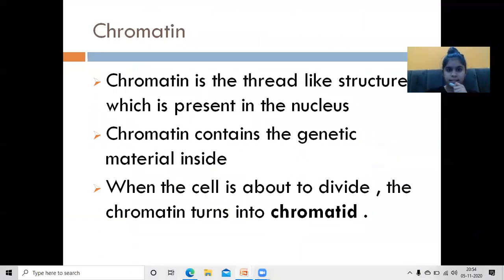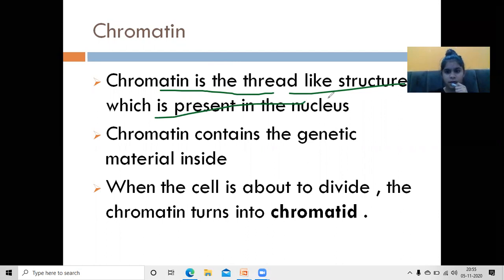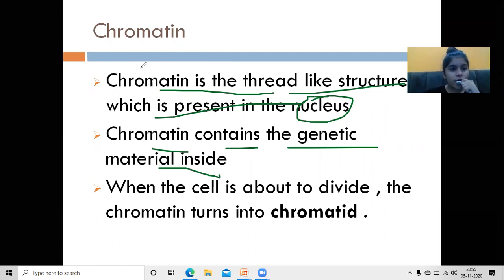Okay, chromatin, I just showed you that it was the thread or hair-like structures which are present in the cell. So the chromatin is the thread-like structures that are present in the nucleus. Clearly, fine. Now, chromatin contains the genetic material inside. So now your chromatin contains the genetic materials inside it. Take care. What does it contain?